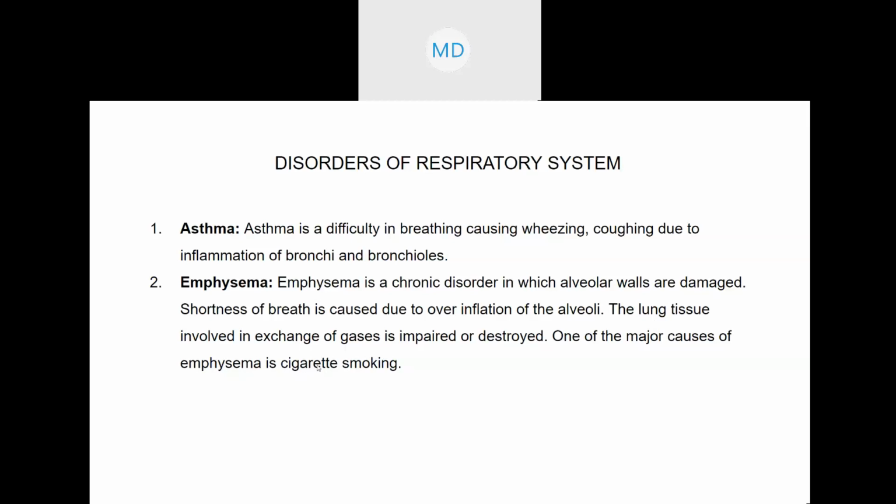So the main cause of emphysema is when you smoke excessive cigarettes. That is the one major cause of emphysema, cigarette smoking. Emphysema is a chronic disorder. What is a chronic disorder?